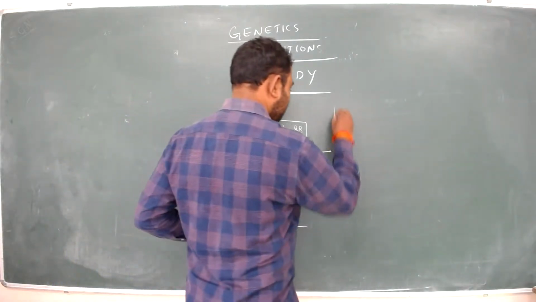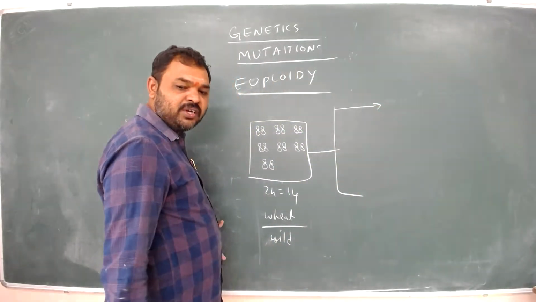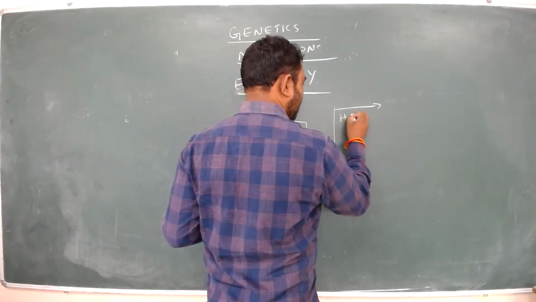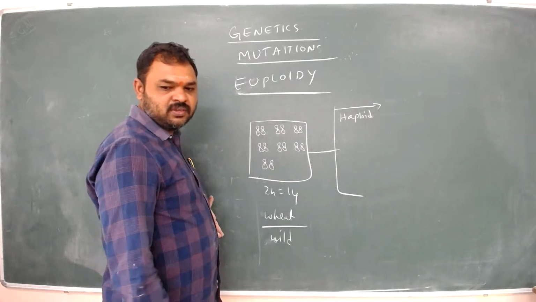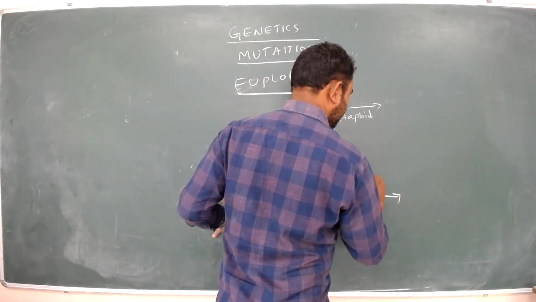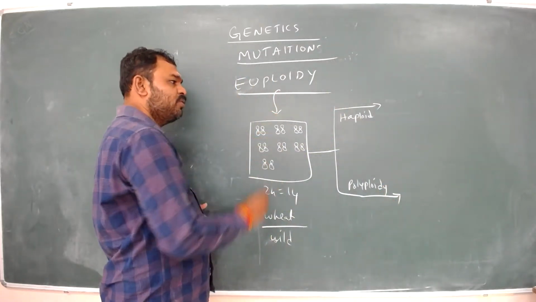Now you can see euploidy. In this, haploids are there and polyploids are there. First, haploids, which means minus. And polyploids means plus. Polyploid, this is euploid. It is going to euploidy.